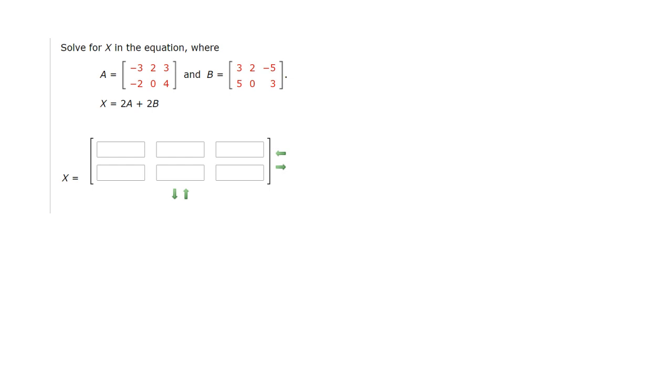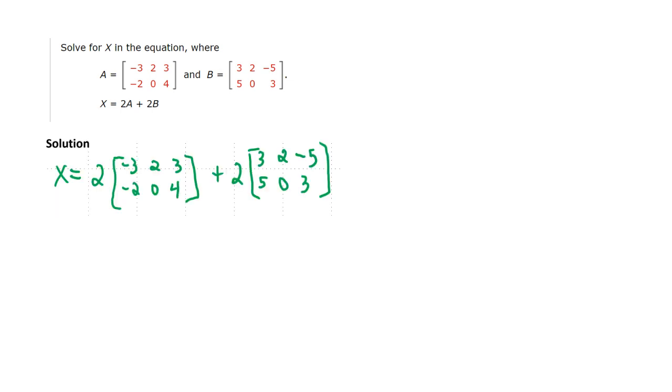So let's go ahead and do this. Let's multiply first 2 times A, and then we'll multiply 2 times B, and then we're going to add them together. That's what I'm going to do to solve for this. I'm going to multiply 2 times matrix A, and 2 times matrix B, and then I'm going to add them together.